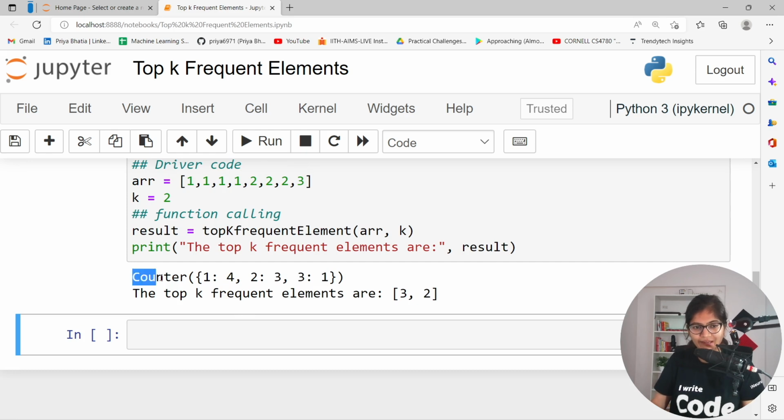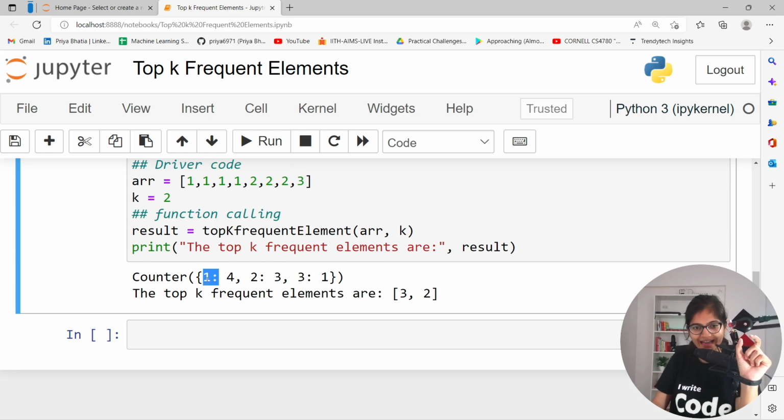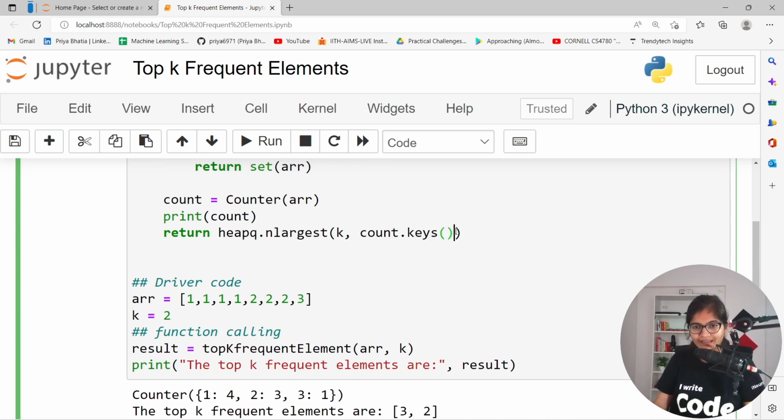So this is what I was telling you at that point of time. It is just giving me the keys 1, 2 and 3, and the values as the frequencies 4, 3 and 1. So what we can do is pass one more parameter, key, which is equal to count.get.